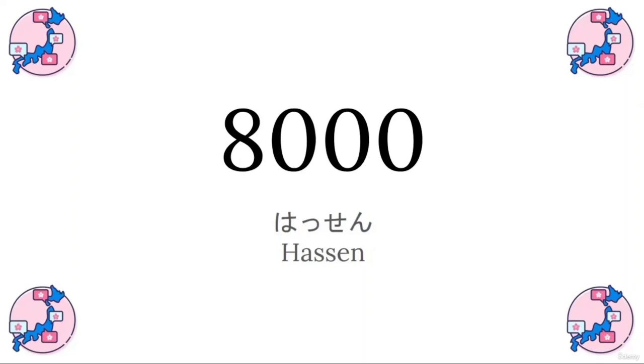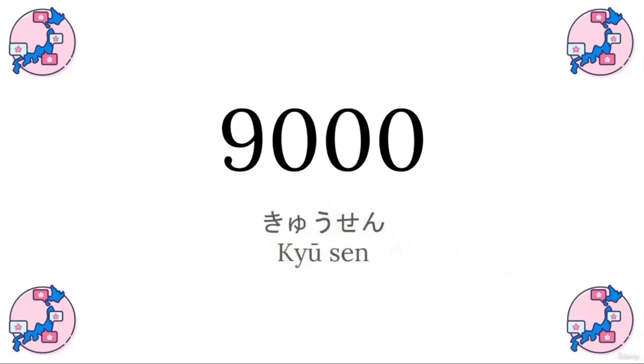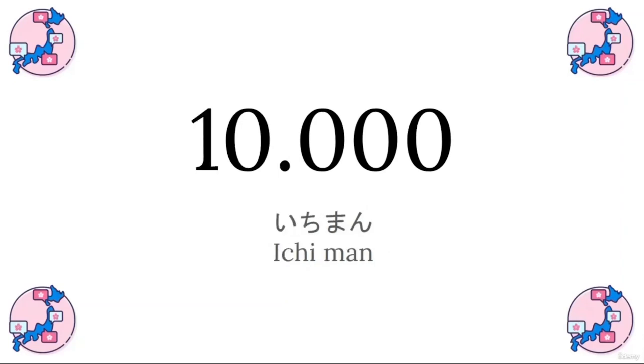8000. Hassen. So we have an exception here with small t and s. 9000. Kyusen. And 10,000 would be ichiman.